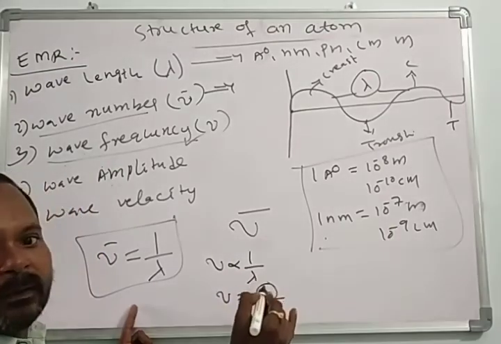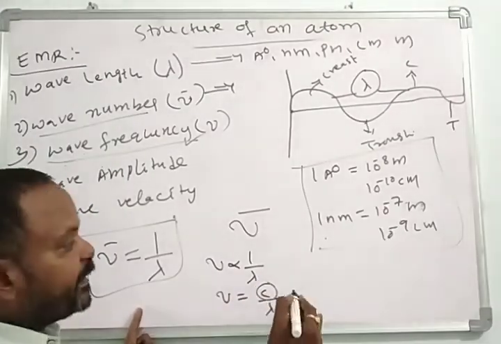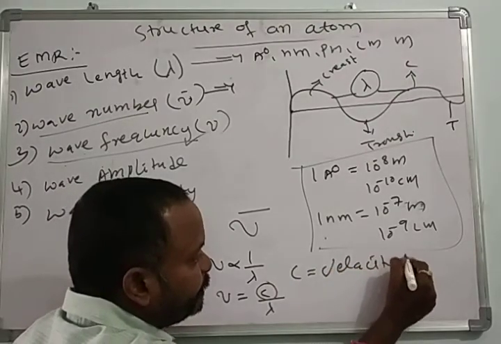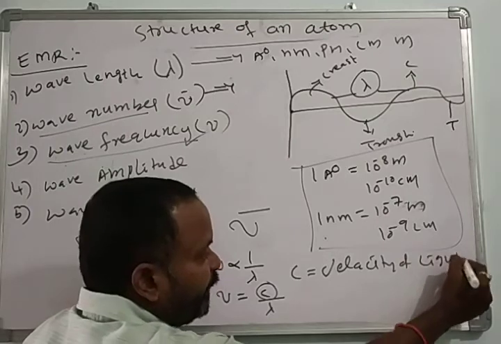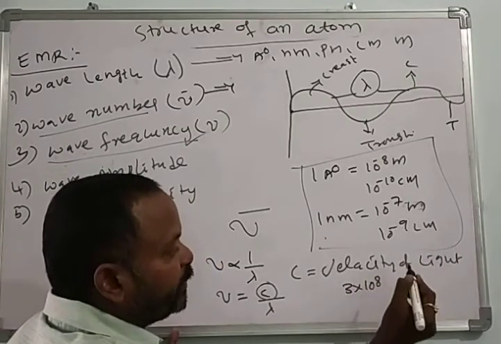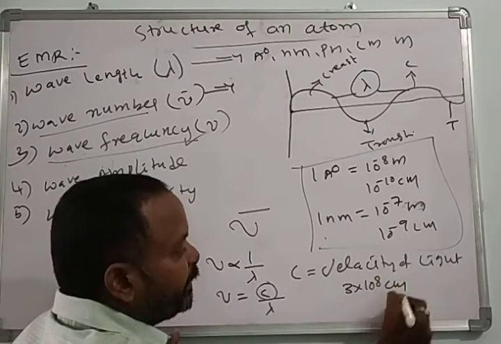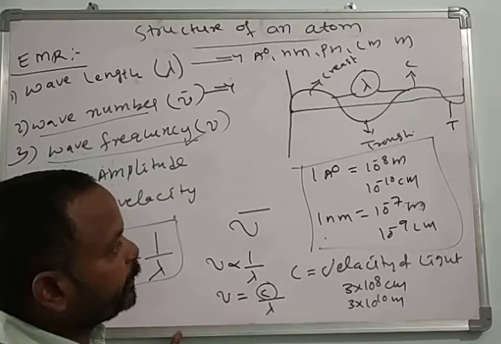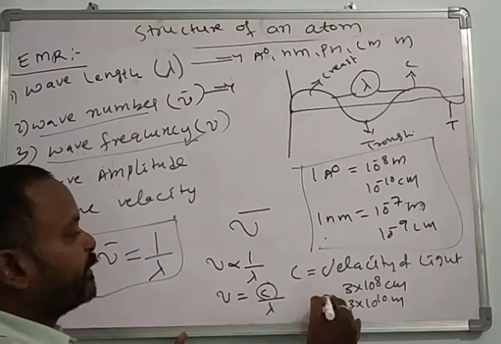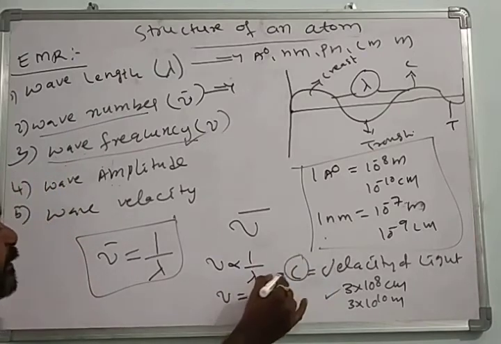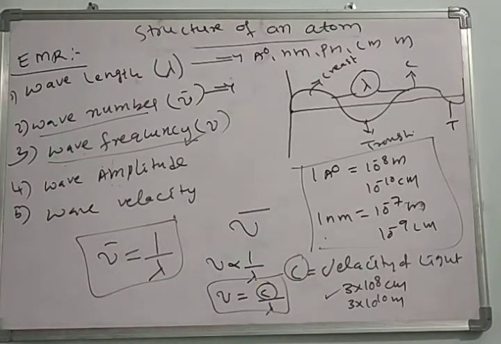What is c? c is the velocity of light. The value of the velocity of light is 3 into 10 to the power of 8 meters per second, that is, 3 into 10 to the power of 10 centimeters per second. This is the value of the velocity of light, and this is the principle for the frequency.